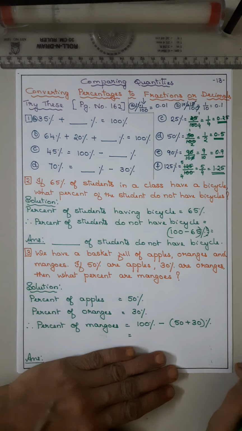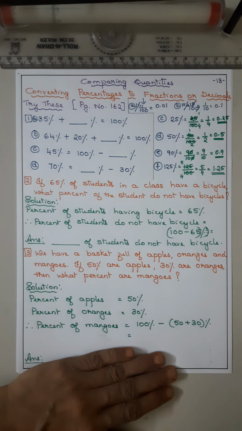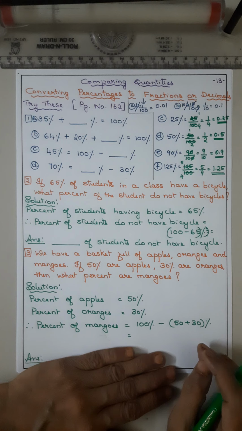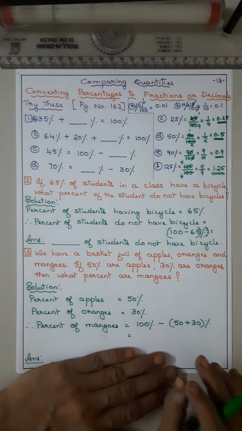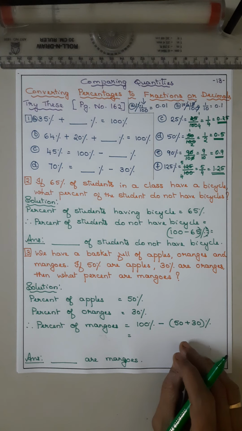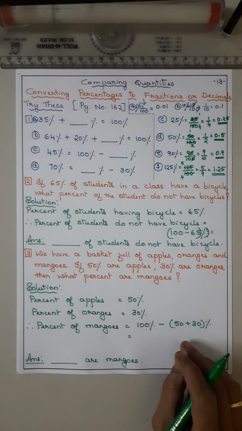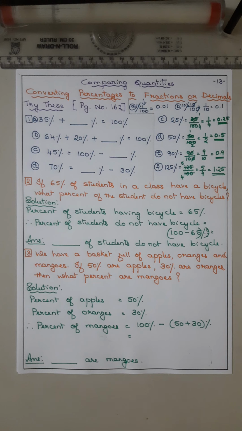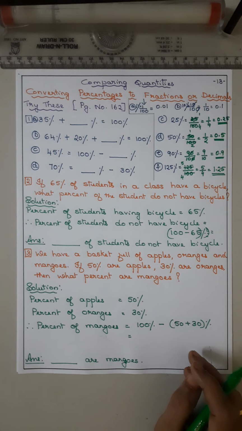So this is the way to convert a percent into a fraction and also a decimal. For decimals, always see to it that the denominator is either 10 or 100. That will be easy to write. If it is 10, 1 decimal. If it is 100, 2 decimals. But for a fraction, you have to convert into the simplest form.